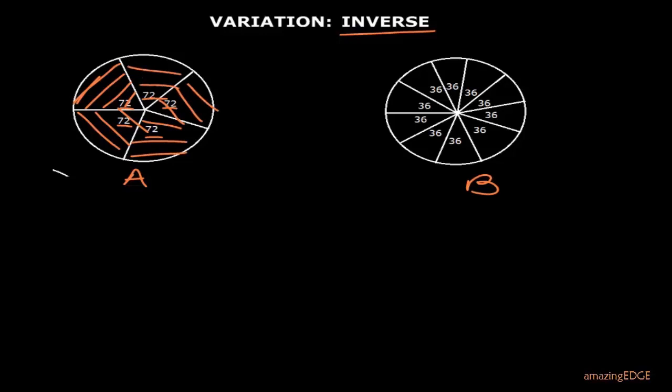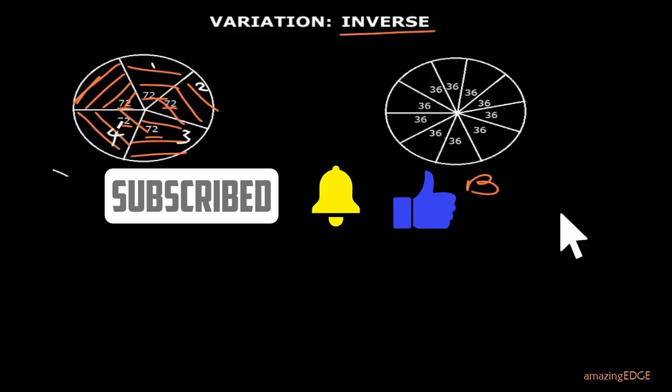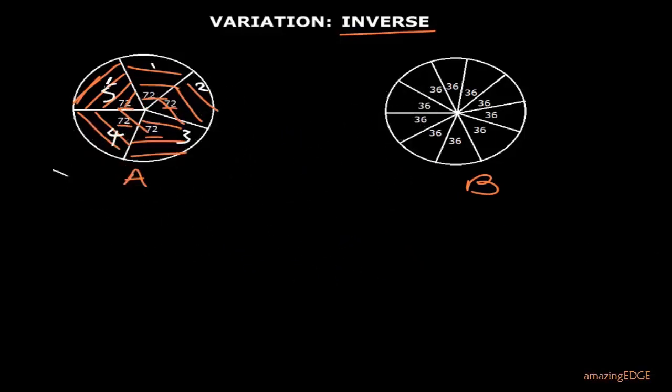So altogether, how many sectors do we have? We have 1, 2, 3, 4, 5. So when we have the angle 72 degrees, this gives us how many sectors? It gives us 5 sectors.